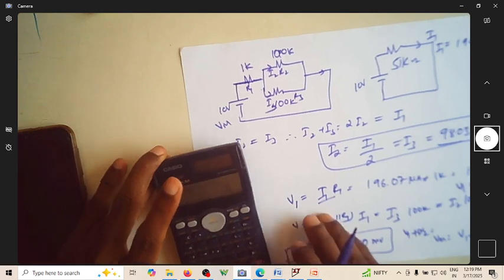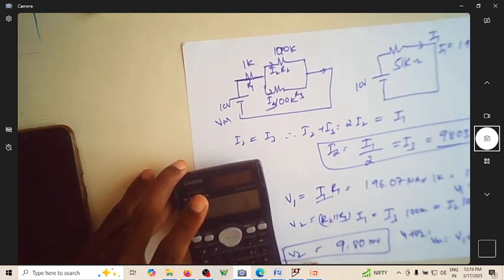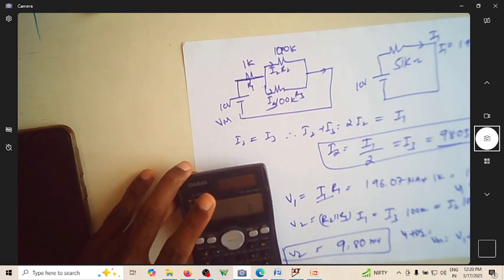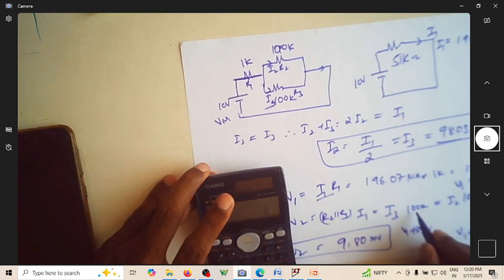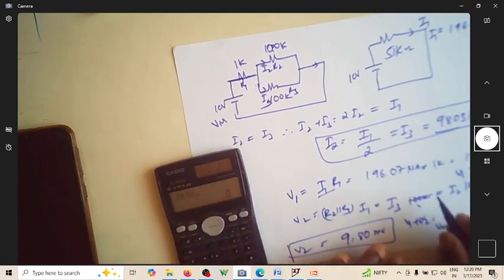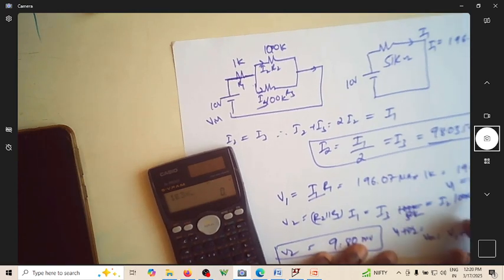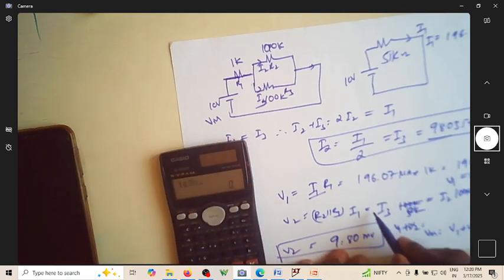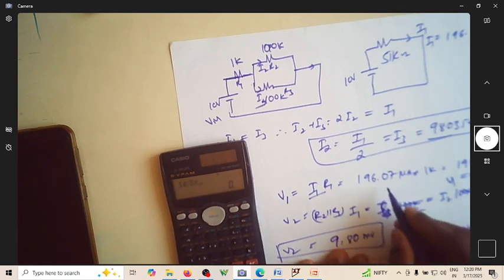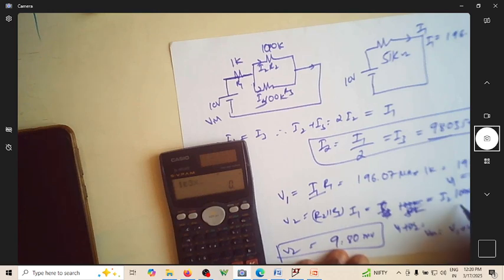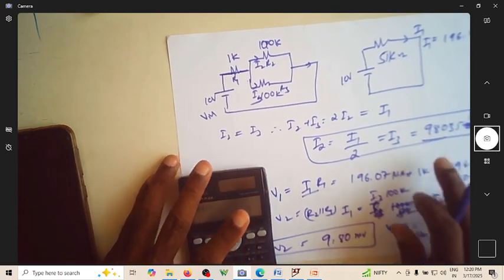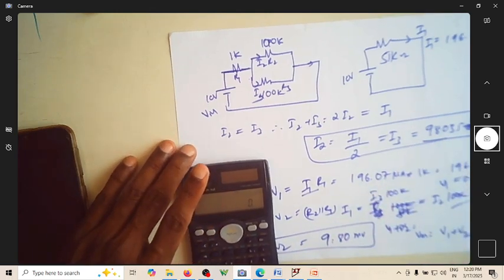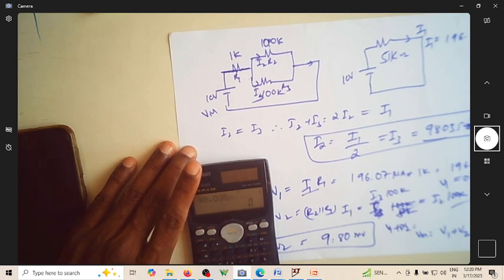Exponential 3 multiplied by. So now how much is V2? This is not this, it is actually 50k, because R2 parallel R3 is 50k. So how much is I3? Okay, this is fine. This is I3 into 100k. So how much is I3? I3 is actually this, 98.035.